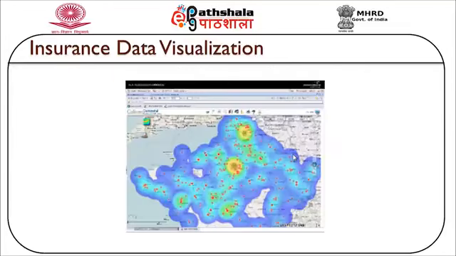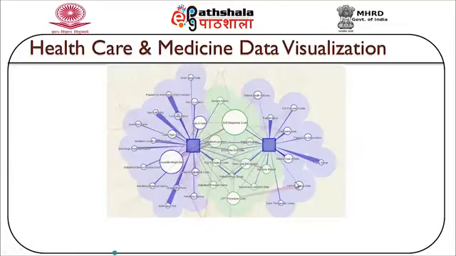So this is one kind of chart that has been prepared which shows the insurance agency's data visualized in this form. This is insurance data visualization. Next one is a healthcare and medicine data visualization.